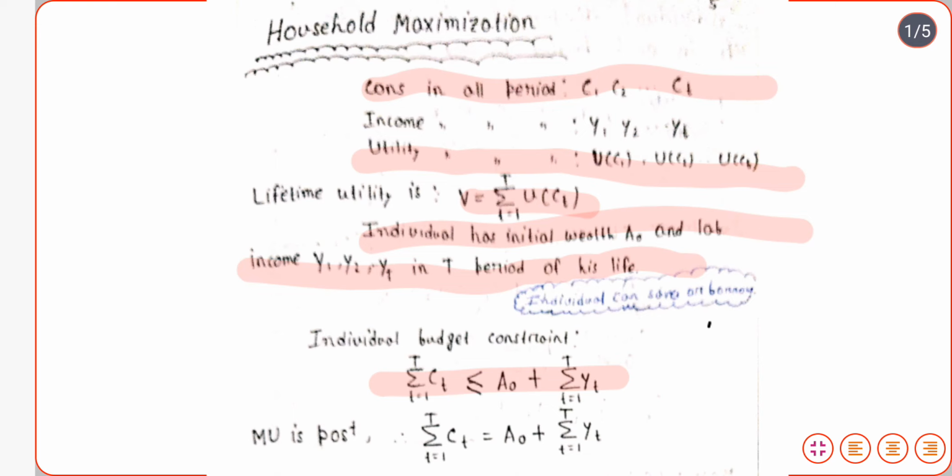What is total consumption? Total consumption is the summation of ct, with t equal to 1 to capital T. And what is total income? Total income is the initial wealth plus the labor income up to the T period, where t is equal to 1 to T. So now we are going to take it as an identity, that the sum of ct is equal to A0 plus the sum of yt. That means total income and total consumption are equal till the T period.